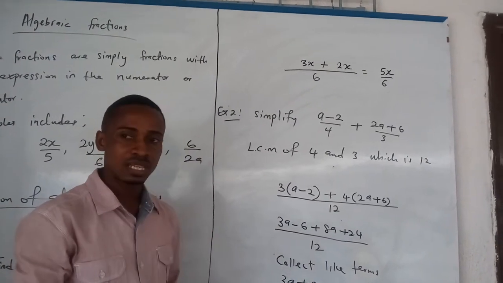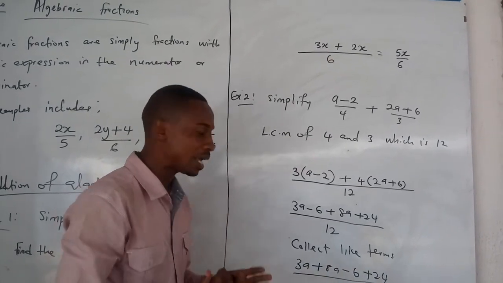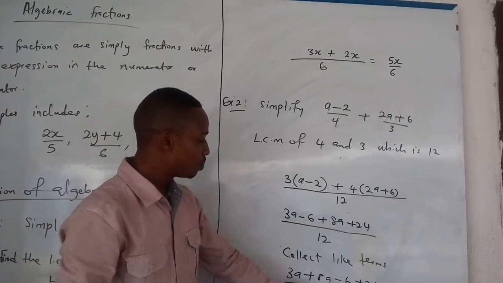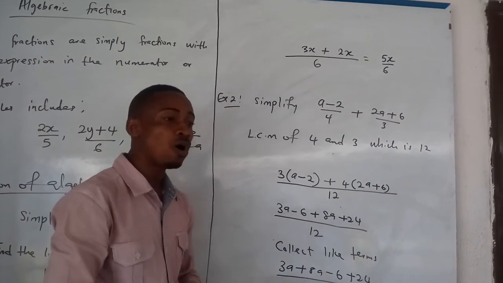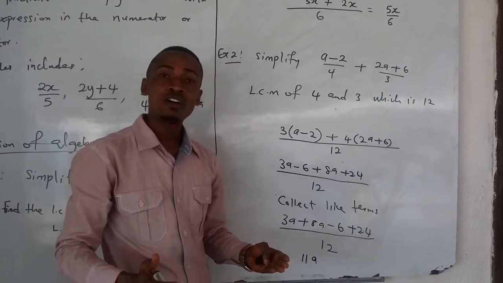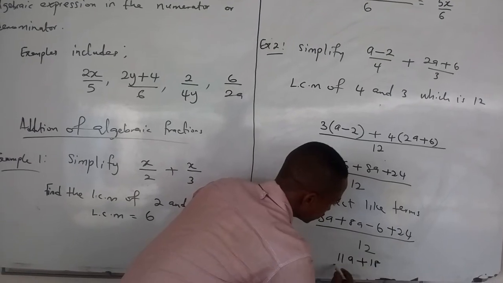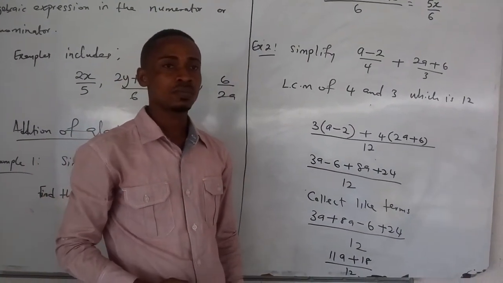Now let's solve this together. 3a plus 8a, we have what? 11a. 11a, and as well, minus 6 plus 24, what do we have? We have plus 18 over 12, which is our final answer.